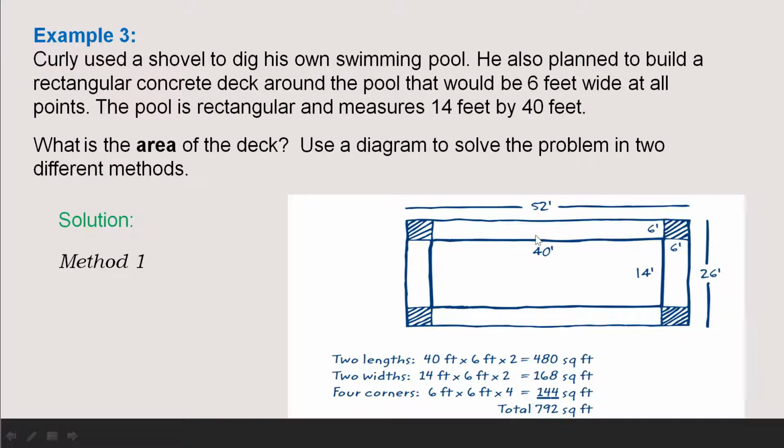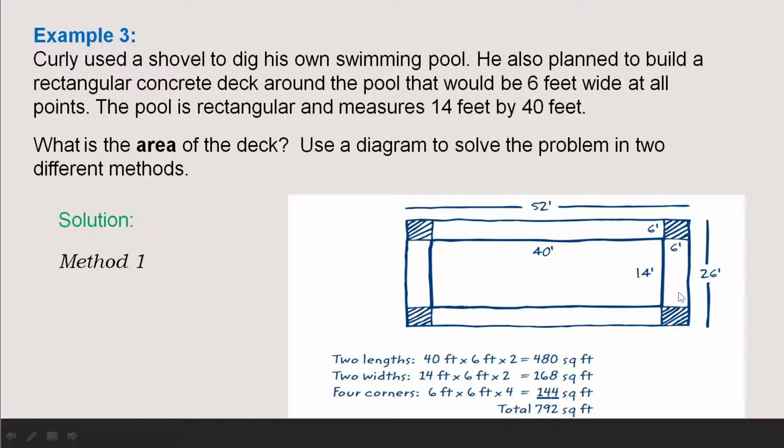First, the 2 lengths. This length is 40 by 6, and you have 2 of them, so you write 40 times 6 times 2, and that's 480 square feet. The second section is the width. If you look at the width, you have 14 by 6, so you have 1 here and you have 1 here, so you'll say 14 times 6 times 2 to represent both of them, and that's 168 square feet.